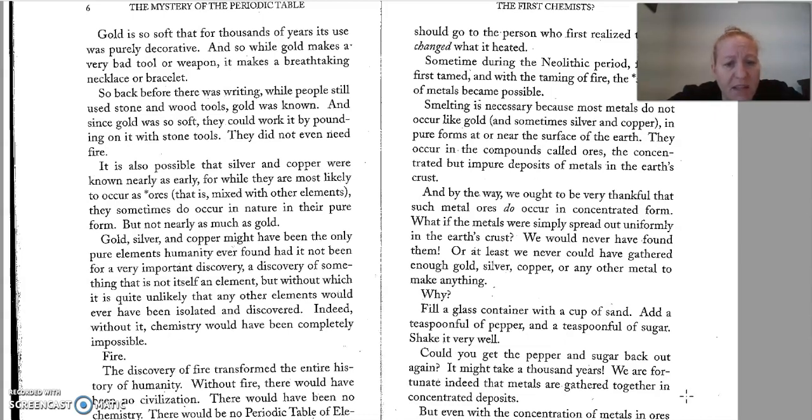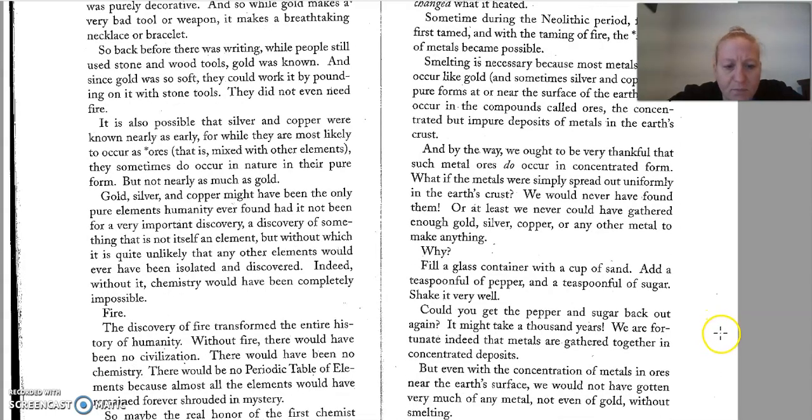a discovery of something that was not itself an element, but without which it is quite unlikely that any other element would have ever been isolated and discovered. Indeed, without it, chemistry would have been completely impossible. Fire. The discovery of fire transformed the entire history of humanity.